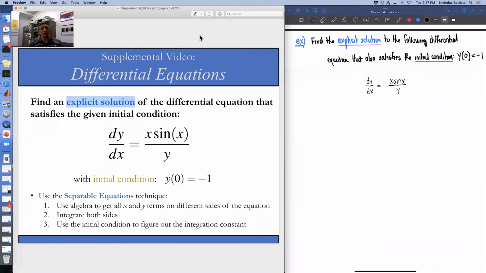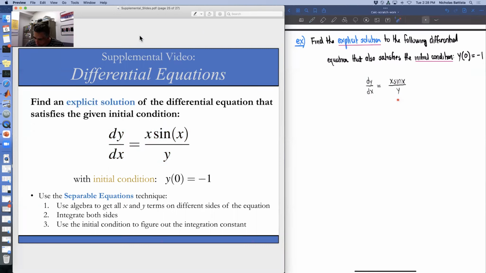In this next video, we're going to find an explicit solution of the differential equation that satisfies a given initial condition. So all that to say, we're going to consider this differential equation. We're going to use the separable equations technique. We're going to use an initial condition to find the integration constant, and from it, find an explicit solution, or a solution that's of the form y equals a function of x. So let's go ahead and proceed with this problem.